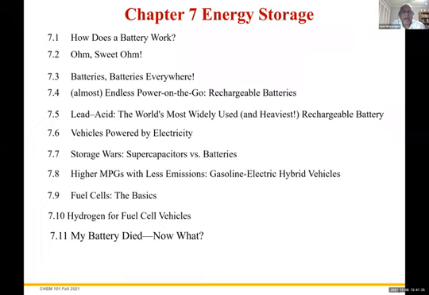Higher miles per gallon with less emission are the hallmark of gasoline electric hybrid vehicles. They have less emissions because batteries in hybrid vehicles don't produce emissions. Therefore, hybrid vehicles have less emission and higher miles per gallon.